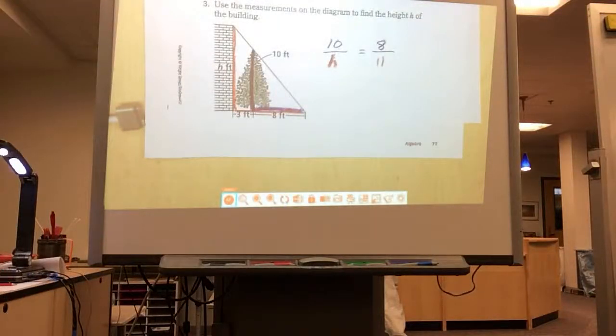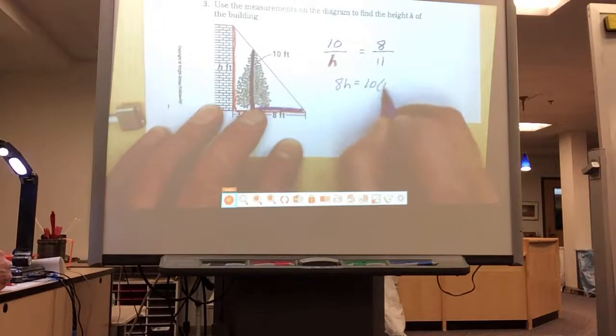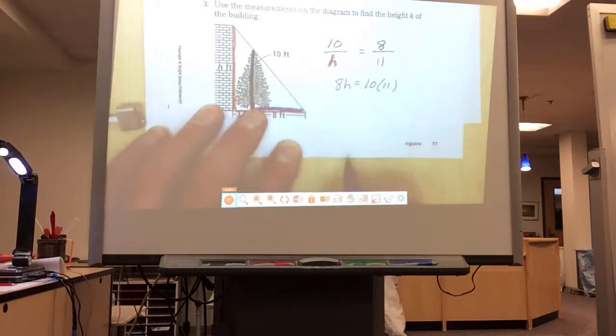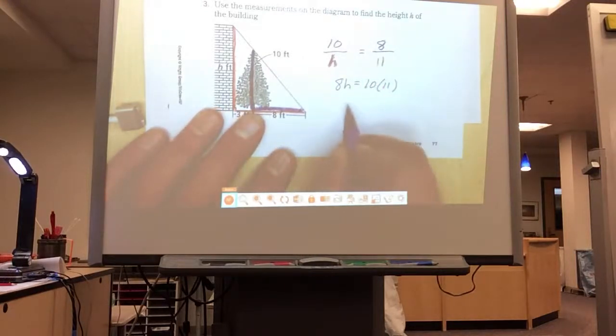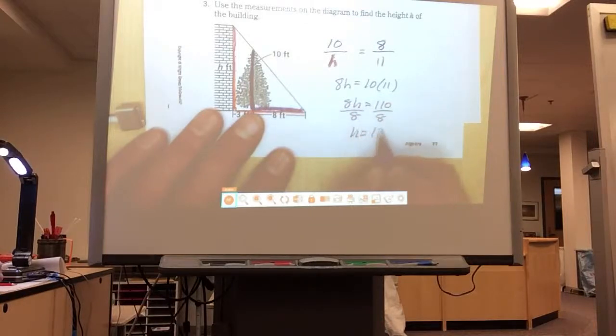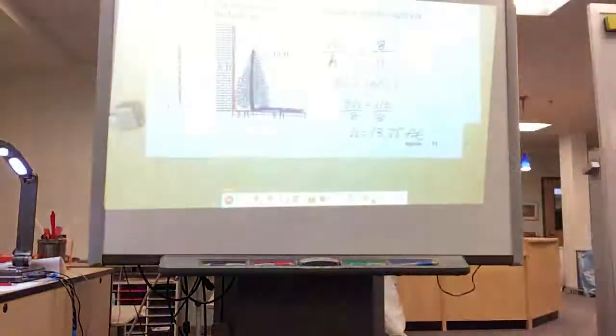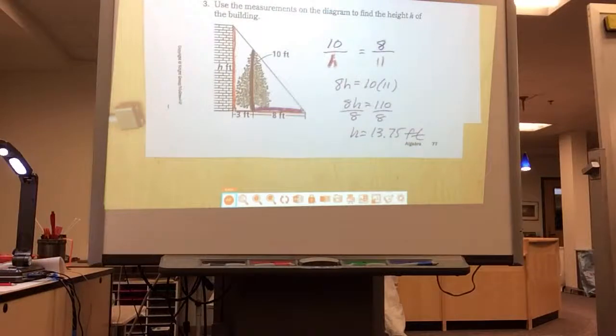So how are you gonna solve this? You just do 8 times h and then 10 times 11. Okay? And then that equals 10 times 11, 110, divided by 8, and equals 13.75. Don't forget to put units. 13 and 3/4 feet. 13 feet 9 inches.